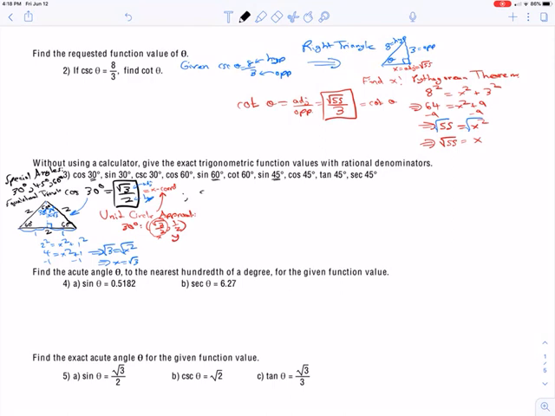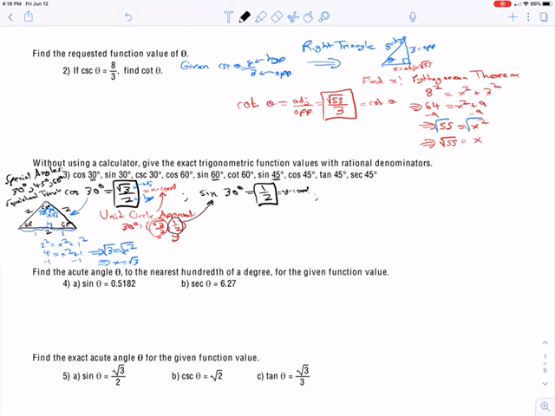Now with respect to that, let's go to the sine of 30 degrees. Sine of 30 degrees is equal to 1/2. That's the opposite side over the hypotenuse. If you look at it using the unit circle, there's your y-coordinate, 1/2, the sine of 30 degrees. All right, let's go to the next one.